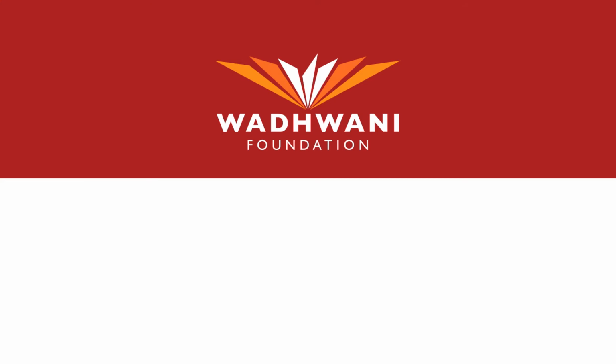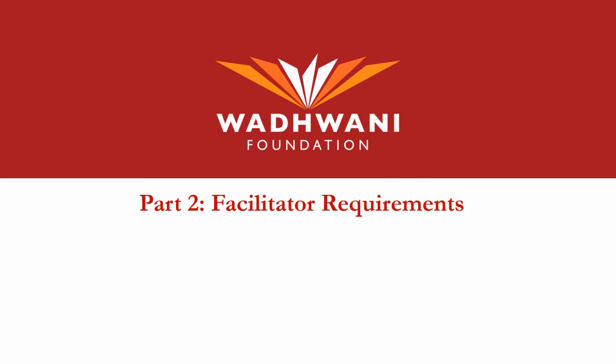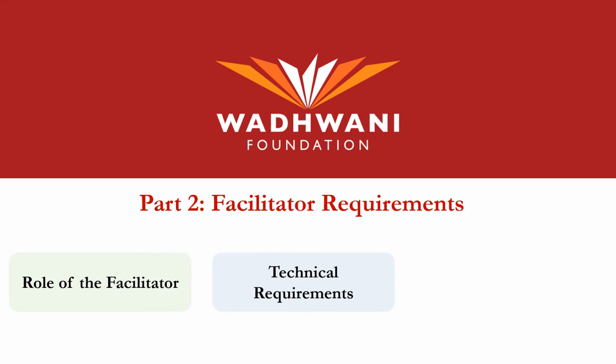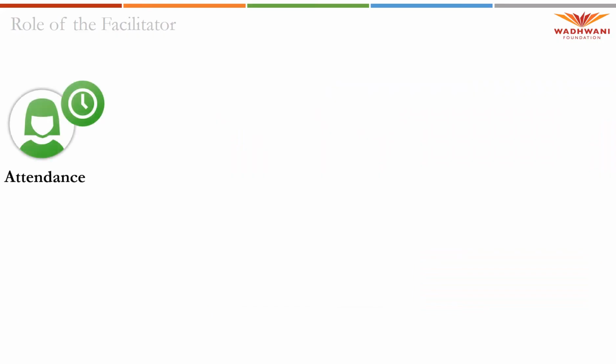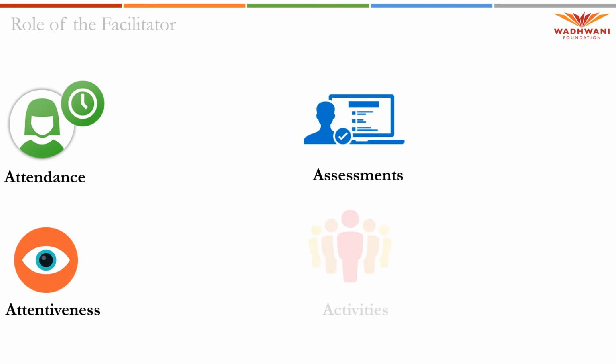Let's move on to Part 2, Facilitator Requirements. This part covers the role of the facilitator, technical requirements, and checklists. The facilitator's role involves 4 areas: attendance, attentiveness, assessment, and activities. Let's look at them individually.